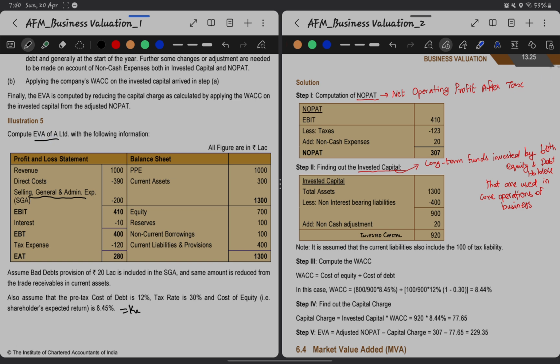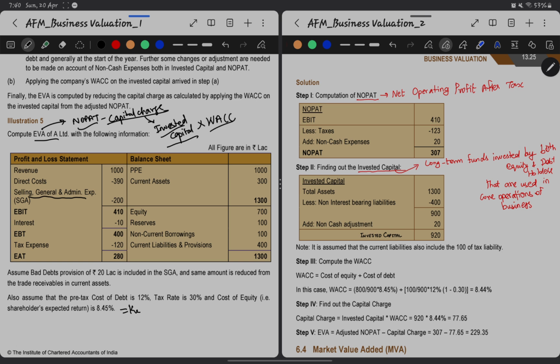So EVA equals economic value added. For that, the formula will be NOPAT minus capital charge. This capital charge is nothing but the invested capital multiplied by the weighted average cost of capital of the firm. So we need two things, one is NOPAT and then invested capital, and then weighted average cost of capital also. So three things are required.